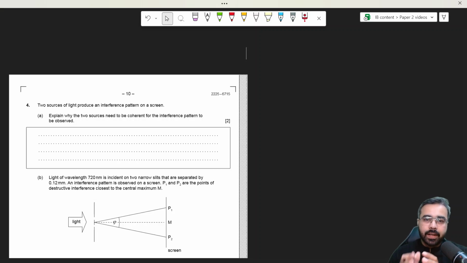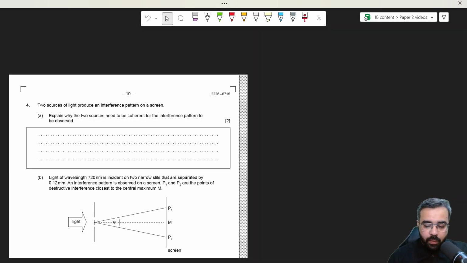Most students think that interference is just the overlapping of two waves. But if the two waves are not coherent, then these two waves cannot interfere, and you cannot observe a stable, observable interference pattern on screen. So, what is coherency of the two waves? We will understand it first.